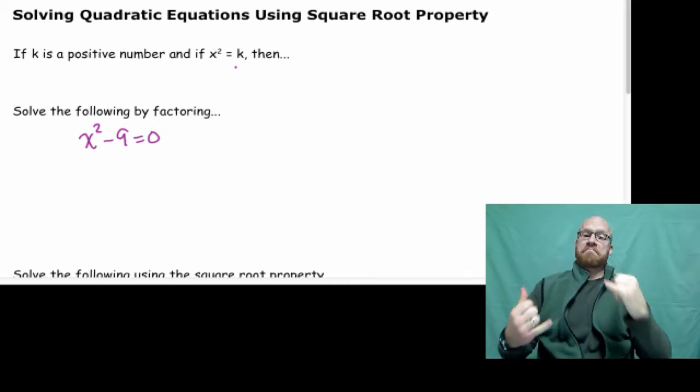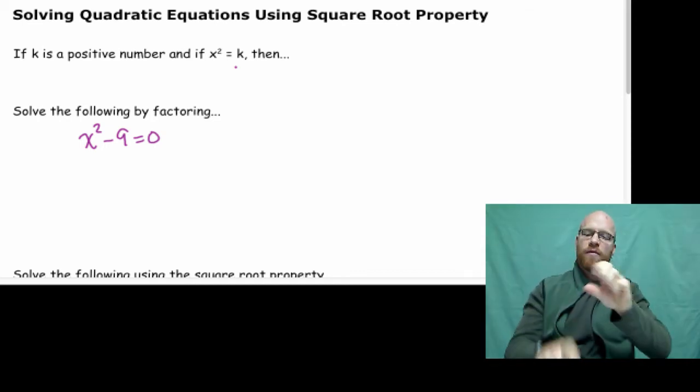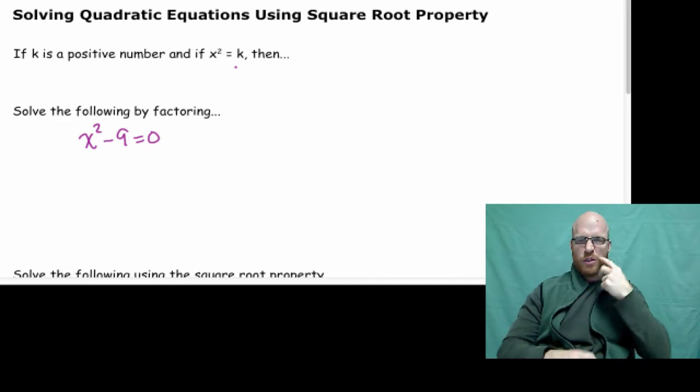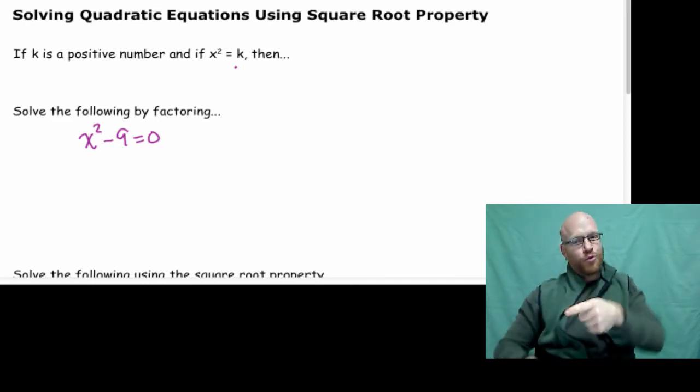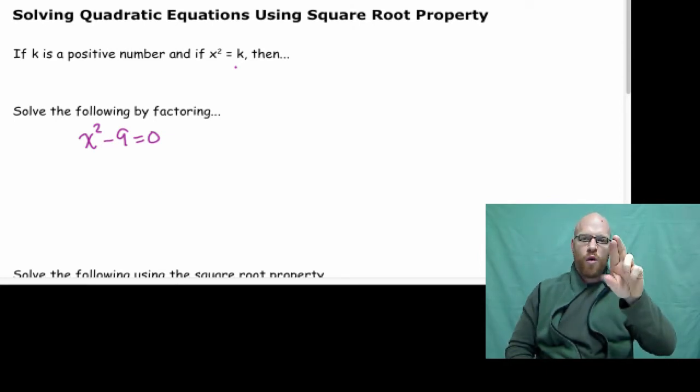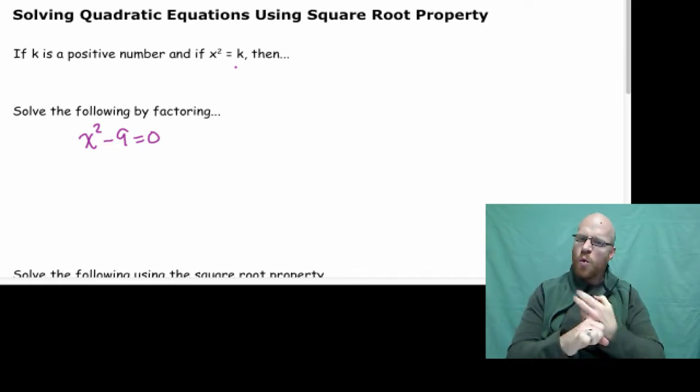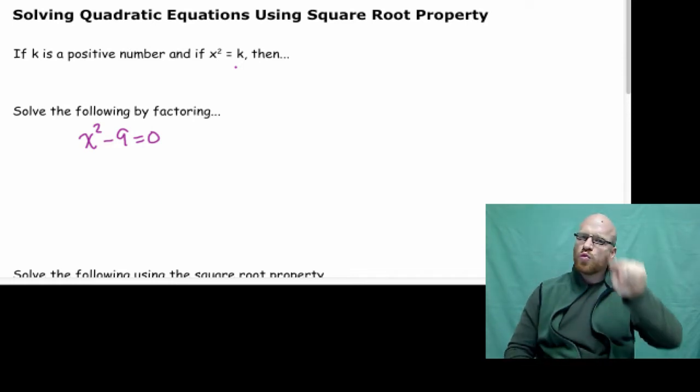Hello, okay, today we're going to be focusing on solving. I use the word "answer" to mean solve, not solve as in dissolve. We're going to solve quadratic equations using the square root property.